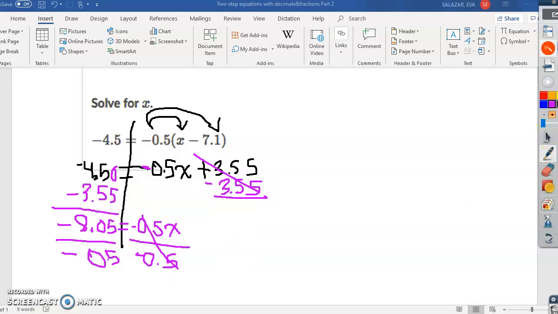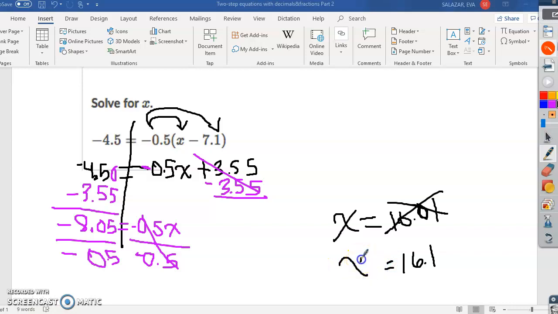So final answer here, variable left over is x is equal. We're going to take our calculator. You can divide 8.05 divided by 0.5. I already know a negative divided by a negative is a positive. And if you got a chance to do that, you find out that your answer is 16.01. Excuse me, that's wrong. 16.1. That's my final answer.